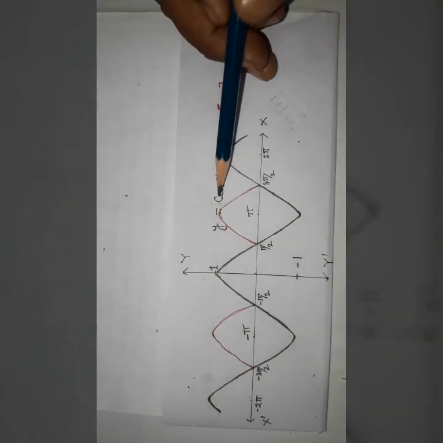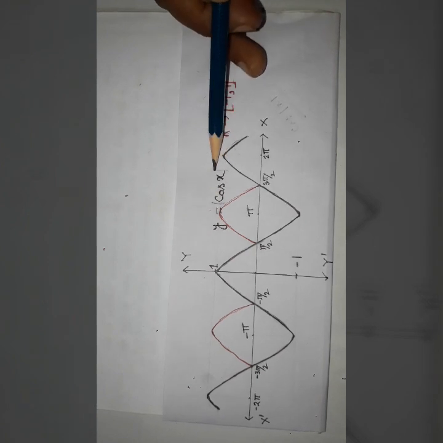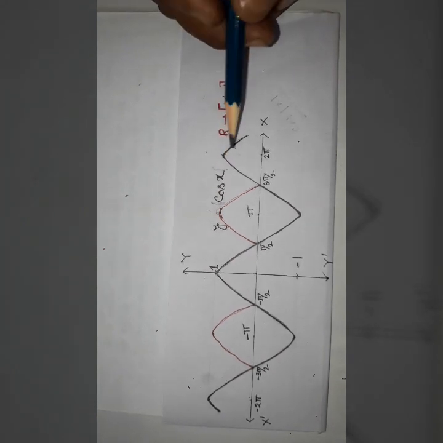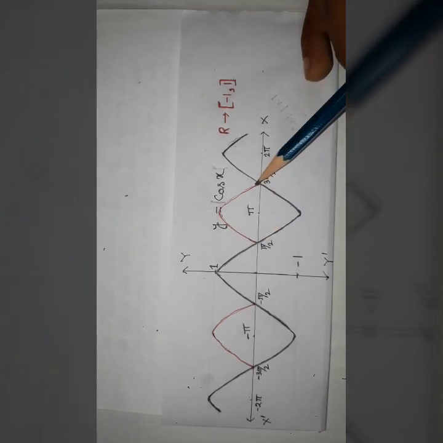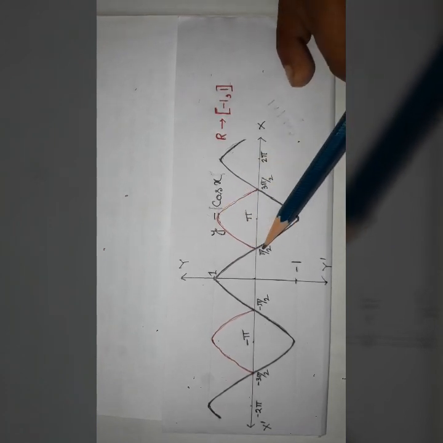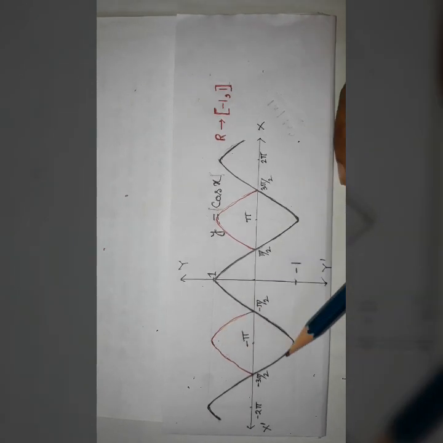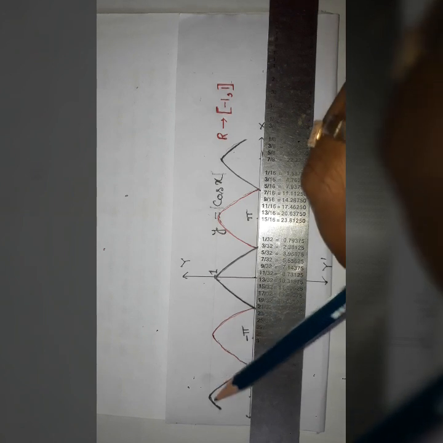Now if we apply the mod on this total cos x, then what will happen? Mod means we will get only the positive values. So we have to take the reflection of this negative part with respect to x axis. That means you see these red marks, it is the reflection of this bottom portion. Similarly, this is the reflection of this portion. So what will be the graph of mod cos x? This will be the graph of mod cos x.